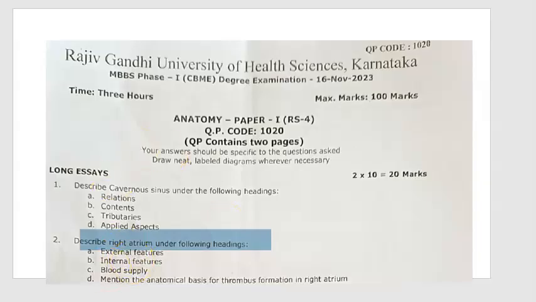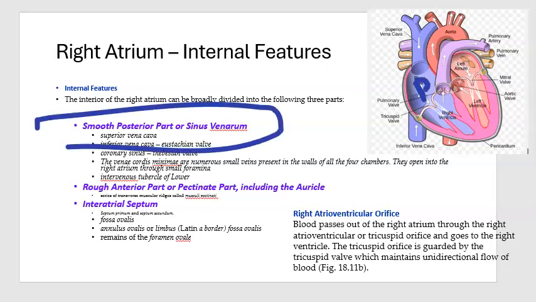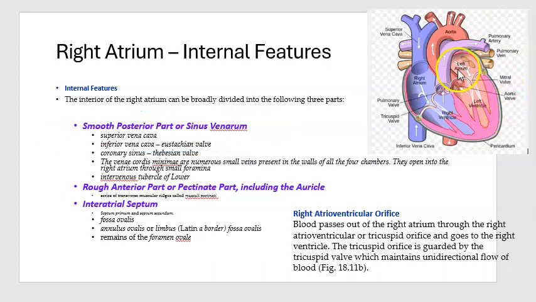Internal features. You went inside the right atrium. So what are you looking at? You're looking at the cut part of the right atrium. Now what is there that you're seeing? Posteriorly, you should see the posterior wall, right? The posterior part is smooth. And here all the veins will open, so it is called the sinus venarum. Okay, all the veins will open here. You're able to see, no?